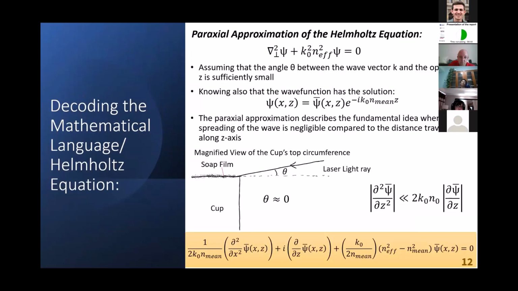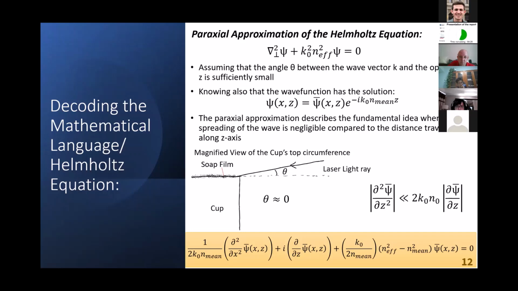So to do this, we want to simplify this model in the most rational possible way. As you can see from our previous experimental setup, our laser light ray is being directed to the soap film at an angle that's very, very close to zero. So what this paraxial approximation is trying to tell you is that the angle theta between the wave vector and the optical axis is made very, very small for this paraxial approximation to work.